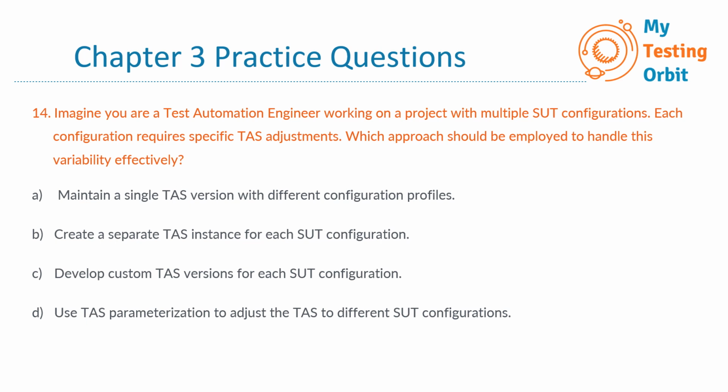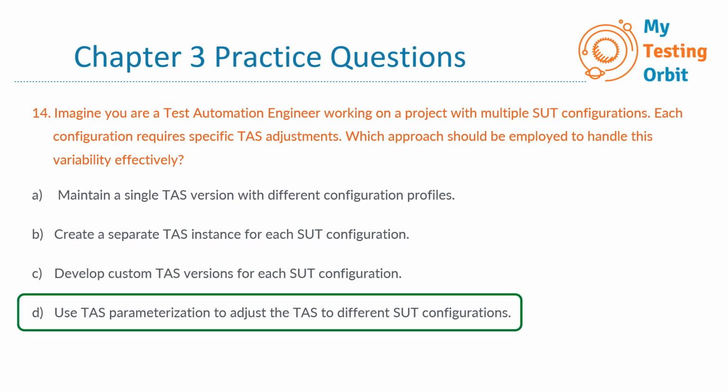And the correct answer is option D. Use TAS parameterization to adjust the TAS to different SUT configurations. Using TAS parameterization allows you to adjust a single TAS to different SUT configurations effectively. Parameterization enables the TAS to adapt its behavior and settings based on the specific configuration requirements, eliminating the need for multiple separate TAS instances or custom TAS versions for each SUT configuration.